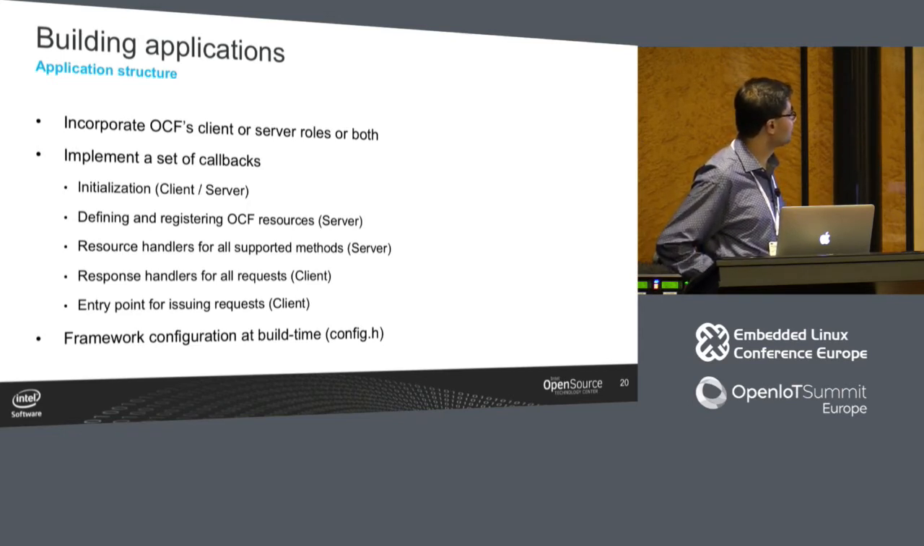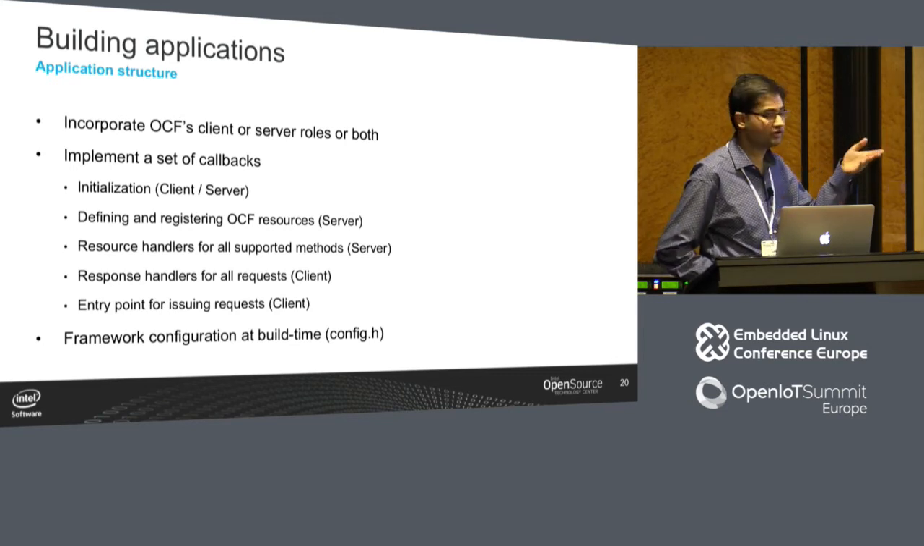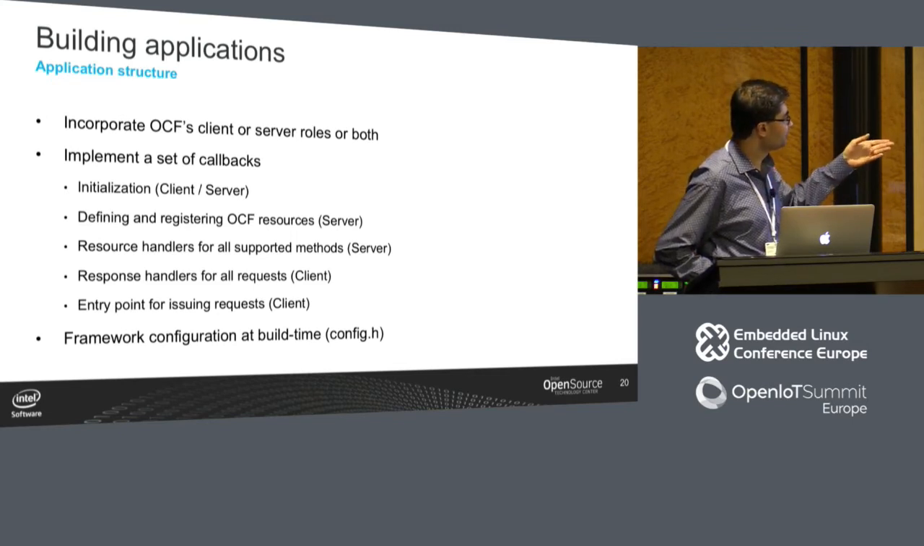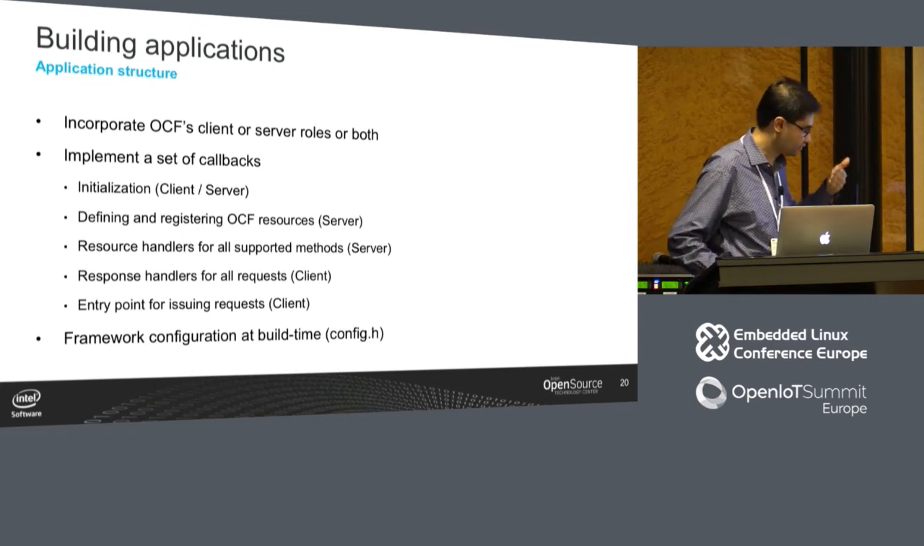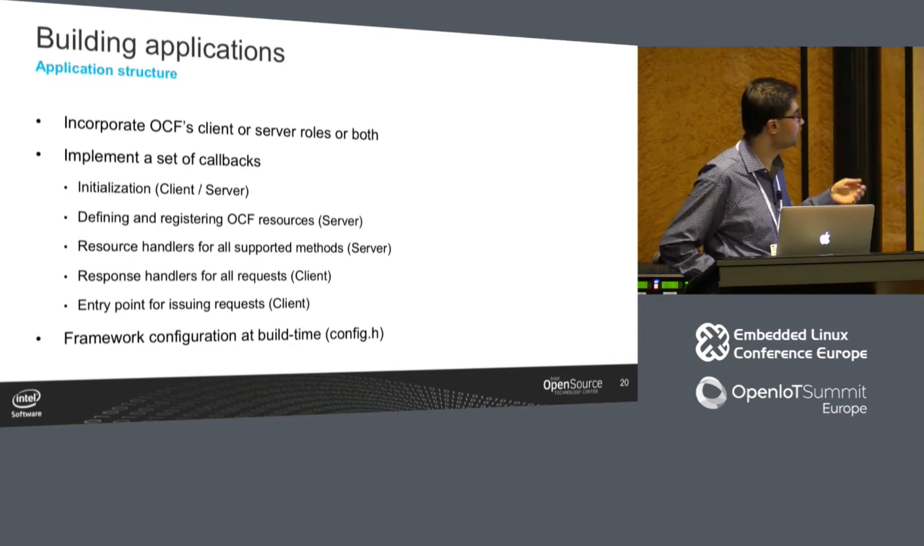These are the set of callbacks that you would typically define. One is for initialization, for defining and registering OCF resources in a server application. Then there are resource handlers for all supported methods of defined resources in a server application, an entry point for issuing requests in a client application, and response handlers for all issued requests in a client application. In addition, there is a framework configuration file that lets you configure various runtime parameters so that it meets the needs of the application that you're building. This is done in a specific header file, config.h, and I'll talk about some of those parameters later on.